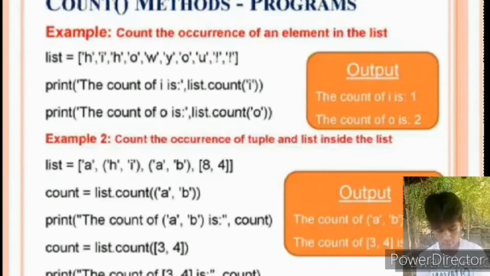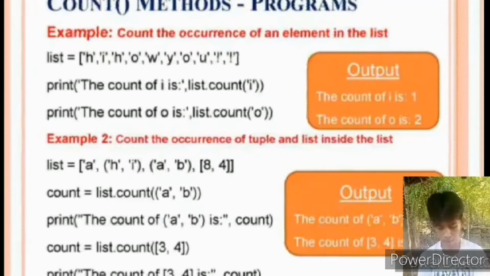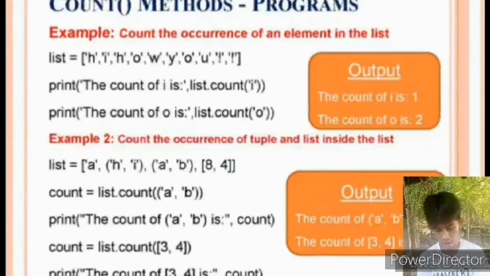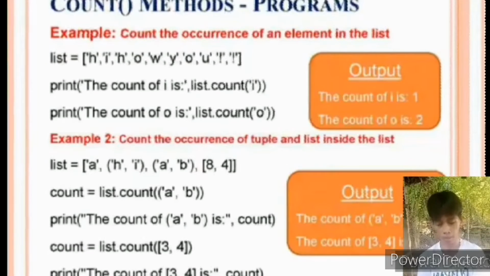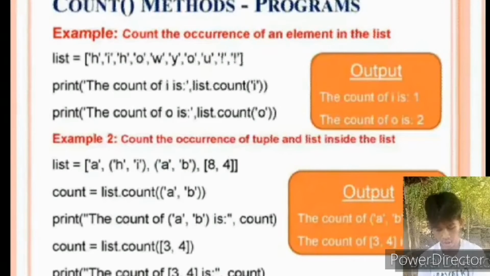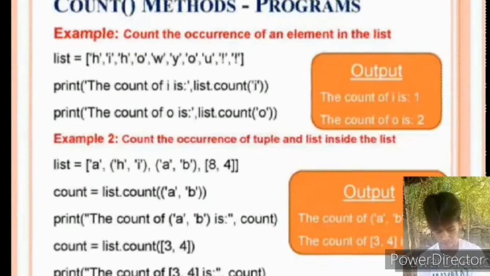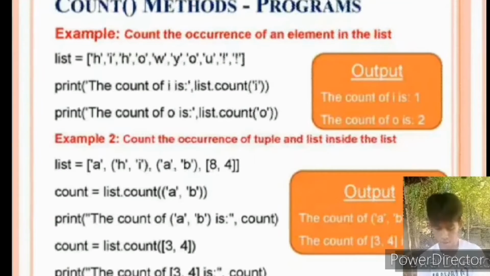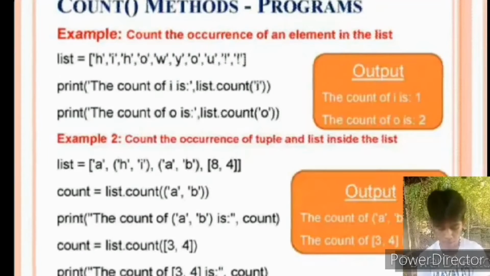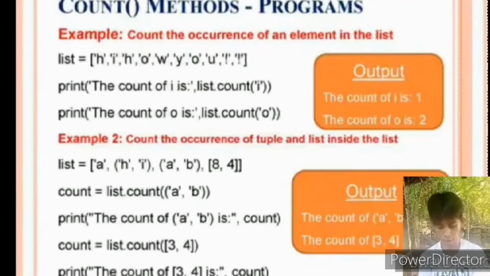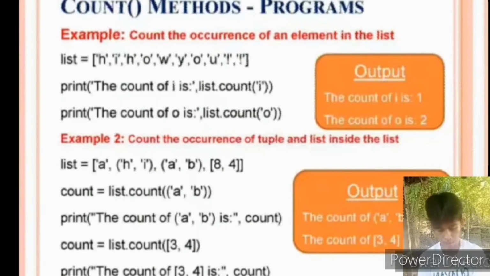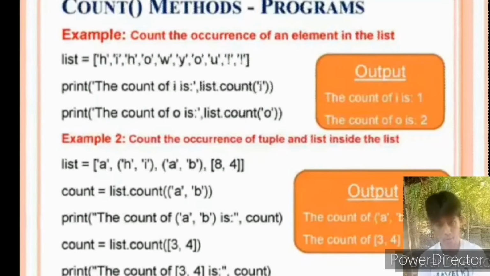Count the occurrence of an element in the list. Put list is equal to bracket, then put the elements HI, HO, WY, OU, then print, open and close parenthesis, the count of I is, list.count, open and close parenthesis, I. The output is, the count of I is 1.